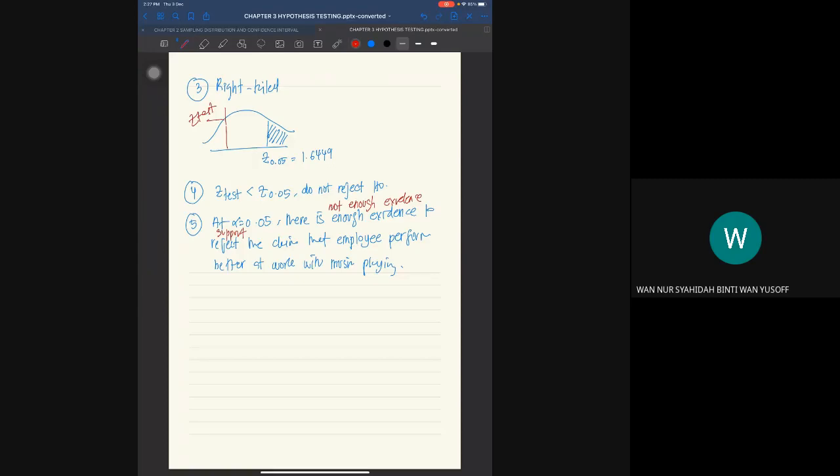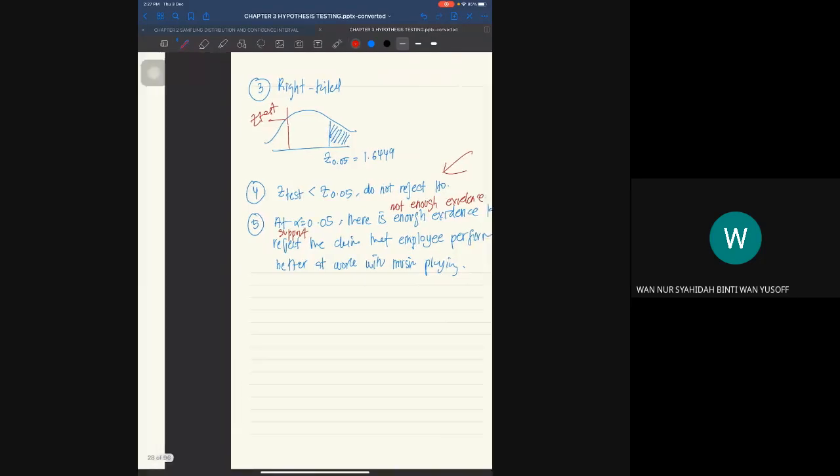So you as a manager, should we turn on the music? Turn off, it should be turned off. So no. If we have a question after that, for example, as a manager, should you turn off the music or not? You have to answer based on your decision here. Because here we do not reject H null, we reject the claim, so that means the manager should not turn off the music. Any questions so far?